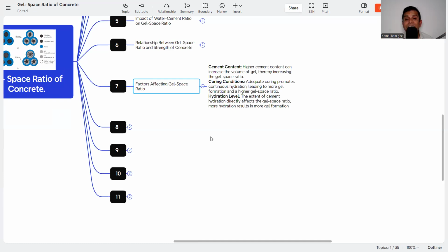So what is the first thing? The cement content, curing condition and hydration level. Cement content can increase the volume of gel, thereby increasing the gel space ratio. But that also we need to take care. If we increase the cement, then the heat of hydration will be more.